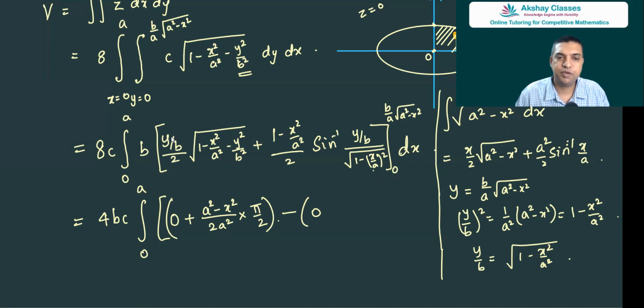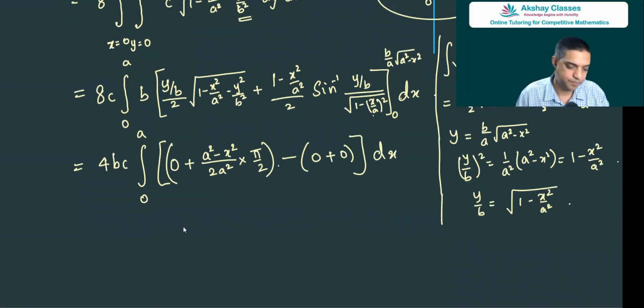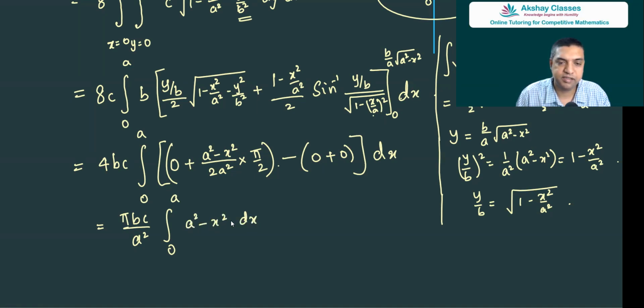So put y equal to 0, this whole term will be 0, and put y equal to 0, your sine inverse 0 will also be 0, dx. So now we are left with pi by 2, we can pull out completely. So pi by 4, in fact, so 4 cancels. We have pi bc upon a square, integral 0 to a, a square minus x square dx.